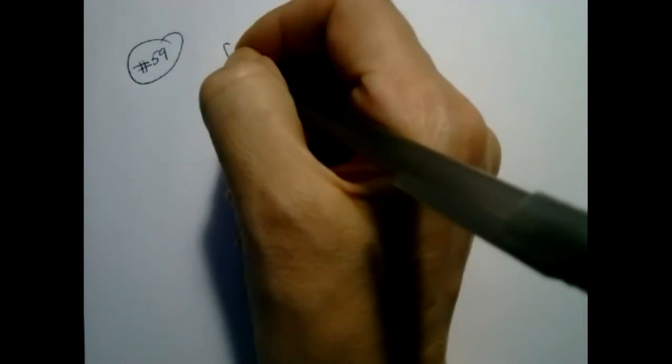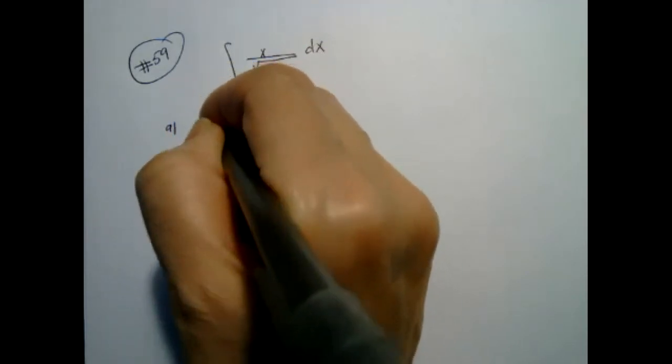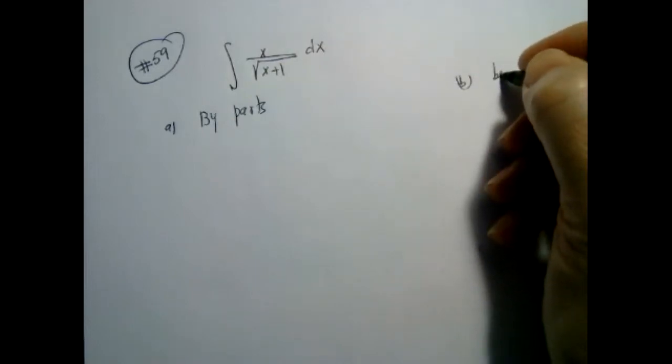All right, so we look at 59. Let's see what this is about. 59. They've given us 2 problems and they want us to do it in 2 different ways and make sure that we get the same answer. So we have the integral of x over, I know what's my favorite way in this problem. And they want to do it A by parts and B by substitution.